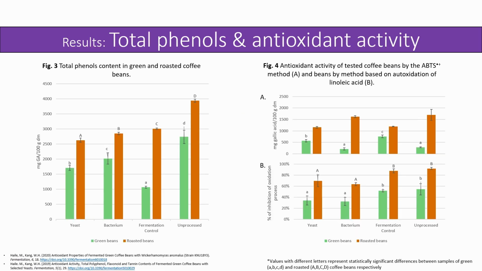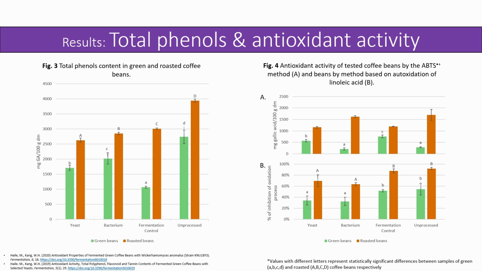Here on the left side we can see that the amount of phenols in the re-fermented green coffee beans was significantly greater than in the fermentation control sample. It might be due to enzyme activity of microorganisms, specifically proteolytic or pectinolytic ones, which might have hydrolyzed some complex phenols in the coffee matrix and made them easier to extract.